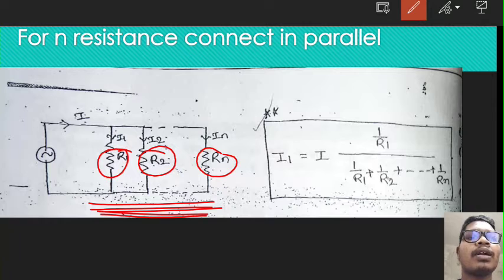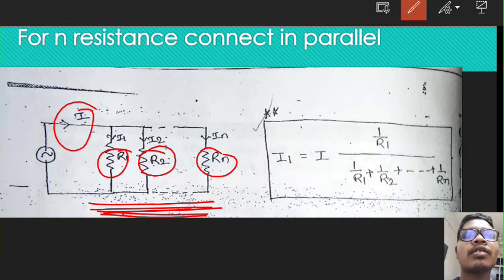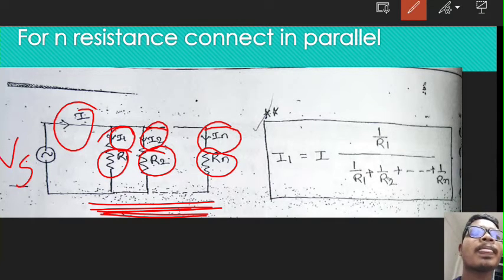So what is the actual formula for that? We need to see that an amount of current I is flowing from the source Vs here, and that current will be divided here, here, and into the nth number of resistances. So the nth number of currents will be divided into each branch.